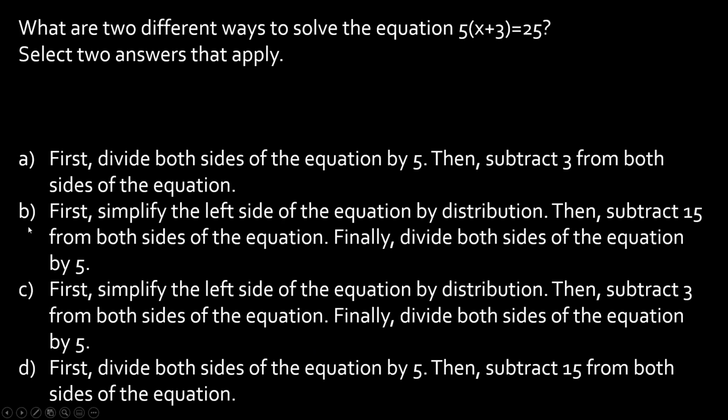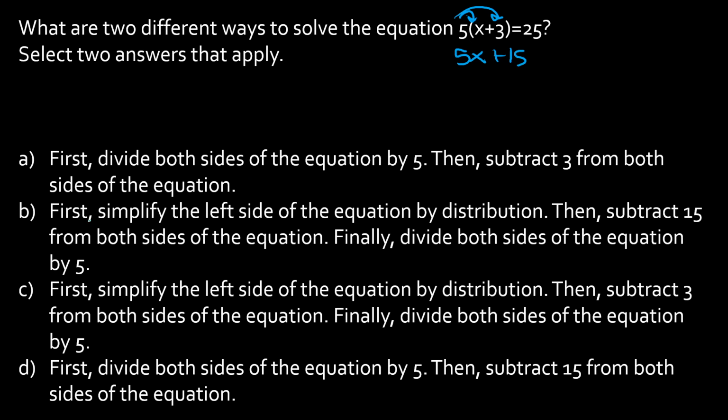Okay, so here's our first question. It says there are two different ways to solve this equation, and we want to select the two answers that apply. So the first way we could do this is just by doing our normal distribution first. Right? So if I wanted to take this 5 and multiply it into everything, I would get 5x plus 15. So the first way is going to be to distribute.